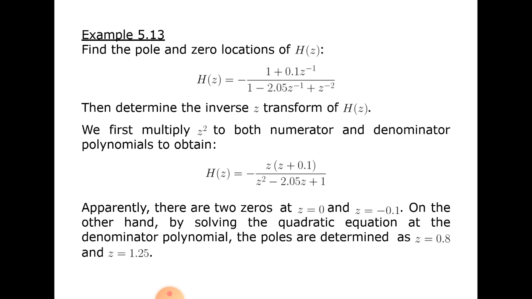We first multiply z squared to both the denominator and numerator polynomials to obtain H(z) equal to z(z + 0.1) divided by (z^2 - 2.5 z + 1). Apparently there are two zeros: z equal to 0 and z equal to -0.1. On the other hand, by solving the quadratic equation of the denominator polynomial, the poles are determined as z equal to 0.8 and z equal to 1.25.